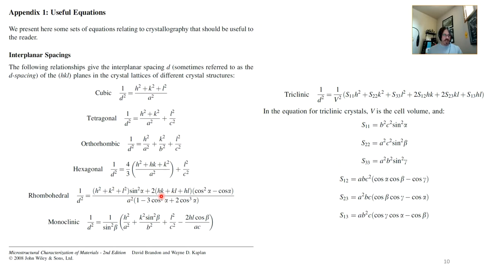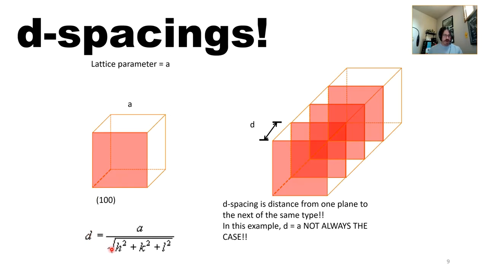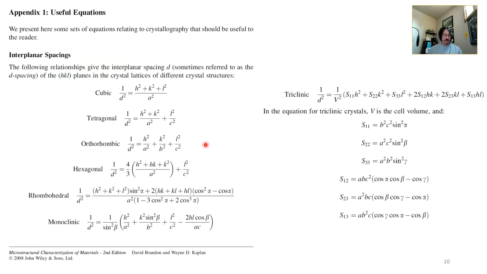If you look at the appendix, so this is the appendix from Brandon and Kaplan. I always hate it when they invert this stuff, but hey, this is what we get. We can rearrange this if we needed to. If you look here, I rearranged it: d equals a over the square root of h squared plus k squared plus l squared. That came from this somewhat more complicated flavor of the same equation. But you can see it differs for different crystal structures, okay?